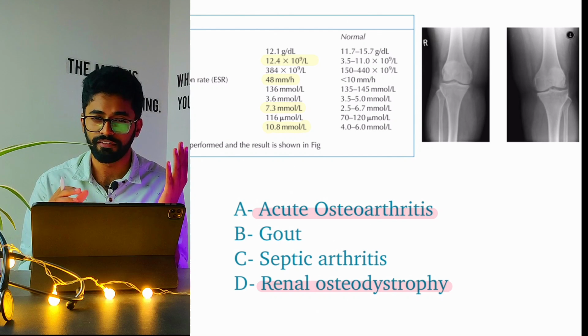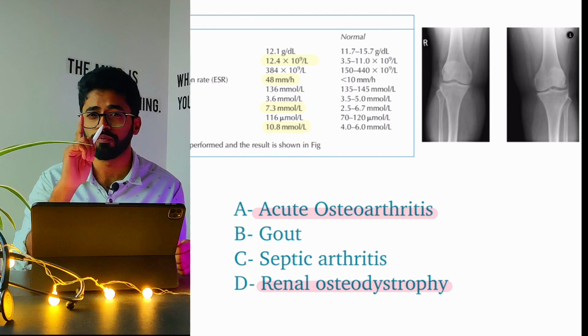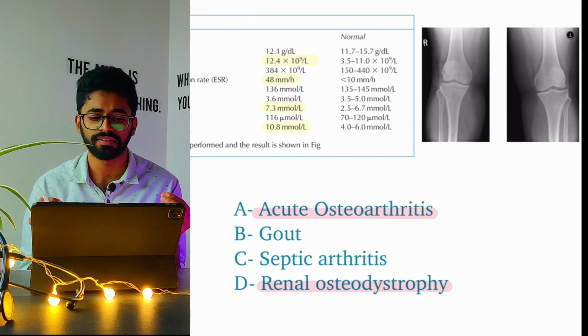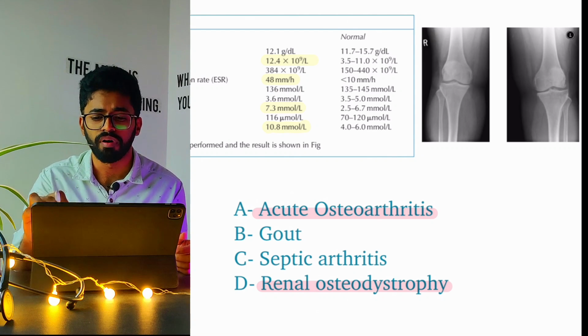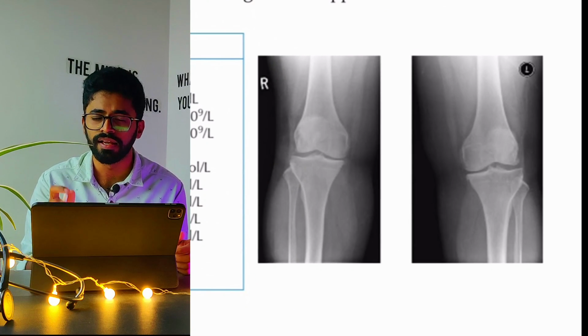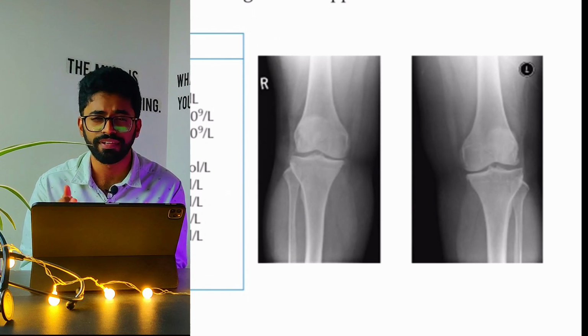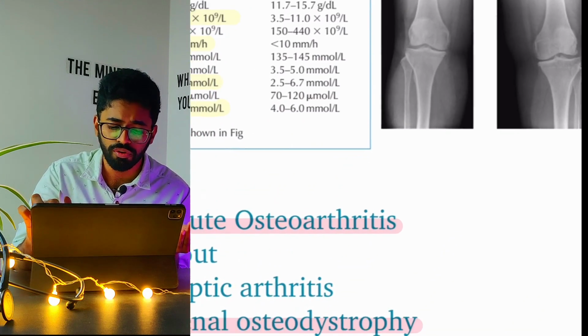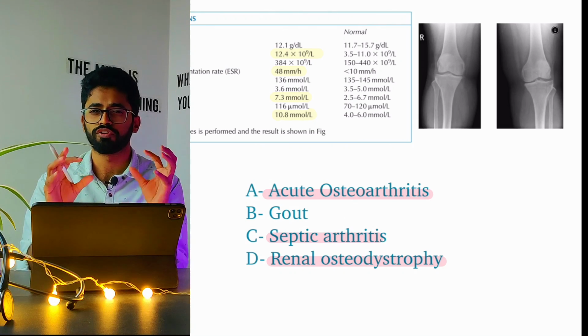In gout, there will be hyperuricemia and elevated ESR, and the patient will have only one joint involved. In septic arthritis, there might be an increase in ESR and an increase in WBC, but the X-ray again gives a clue: a septic arthritis X-ray won't be like this. The joint has erosions around the cartilage and around the joint, which we can't see here. So we can clearly exclude septic arthritis also. In a case of acute gout, the X-ray almost looks normal.